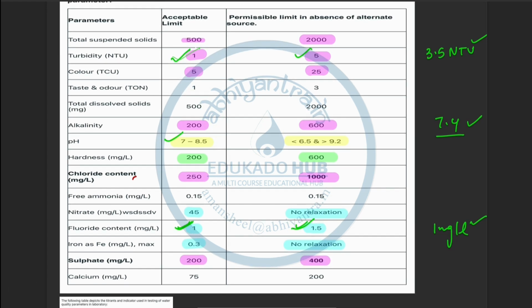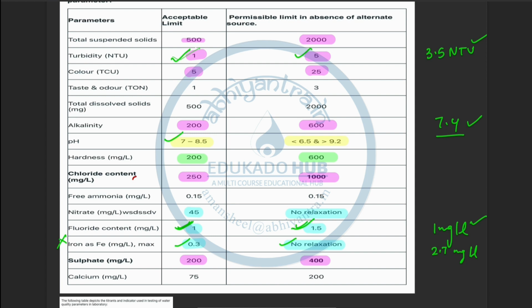Iron limit is 0.3 and there is no relaxation. No relaxation. That means less than 0.3 is the only option we can say. But they have given in the water iron is 2.7 milligram per liter. So iron is not acceptable. We need to do the removal of iron.